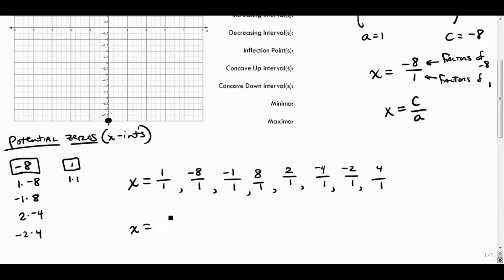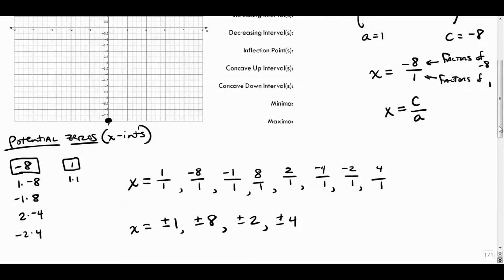Let's clean this up. This is a little bit nightmarish. I've got positive 1 and negative 1, so I'll just write it like this, positive, negative 1. I've got negative 8 and positive 8, so I'll write it like this, positive, negative 8, positive, negative 2, positive, negative 4. So these are my potential x-intercepts.